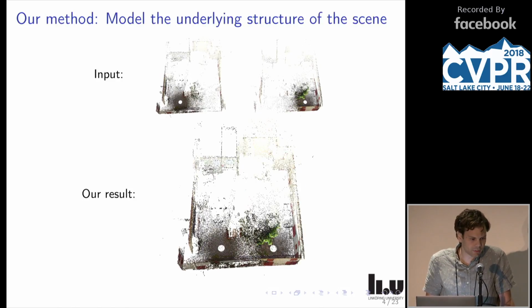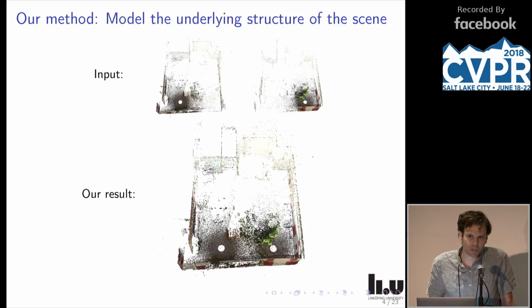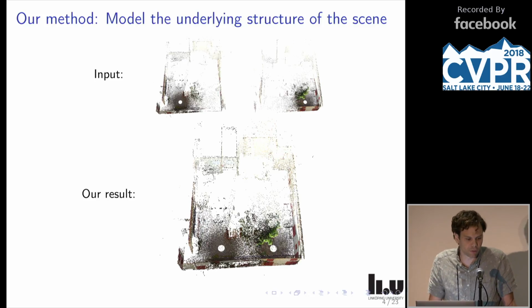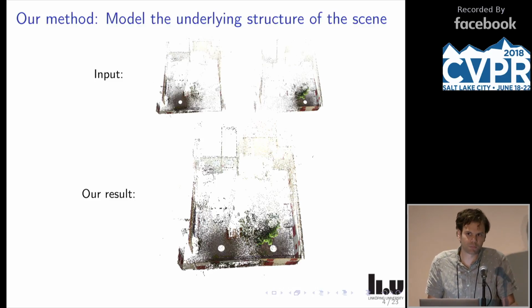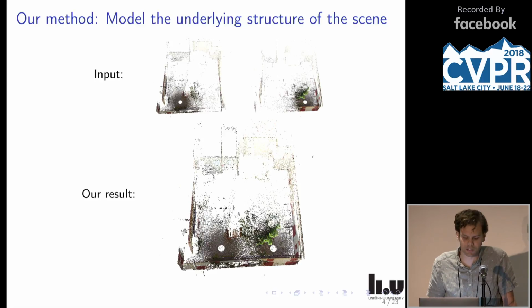Now, to resolve this, we instead try to model the underlying structure of the scene. We do that by explicitly modeling the sensor acquisition itself, and thus taking these density variations into account in the probabilistic model. So when we applied our method to the same input as we saw before, this was the result that we got here, and we see that the point sets are nicely aligned.